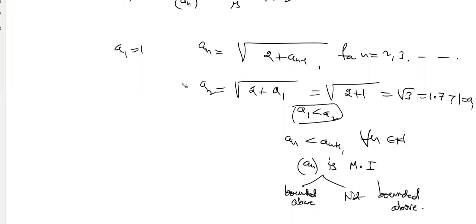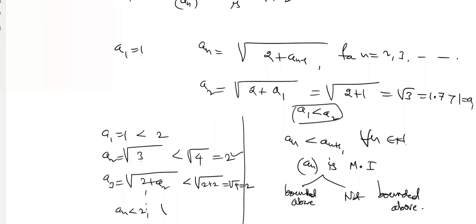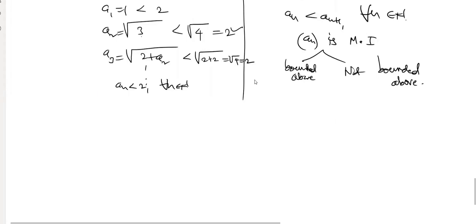So once you observe that a1 is 1, a2 is root 3. Root 3 is always less than root 4, because 3 is less than 4. But root 4 is nothing but 2. So again, we observe that a1 is also less than 2. So a3 is 2 plus a2, and a2 is less than 2. Applying this, 2 plus 2, therefore root 4, that is nothing but 2. So again, by induction, a_n is less than 2 for every n. Therefore, a_n is monotone increasing and it is bounded above.